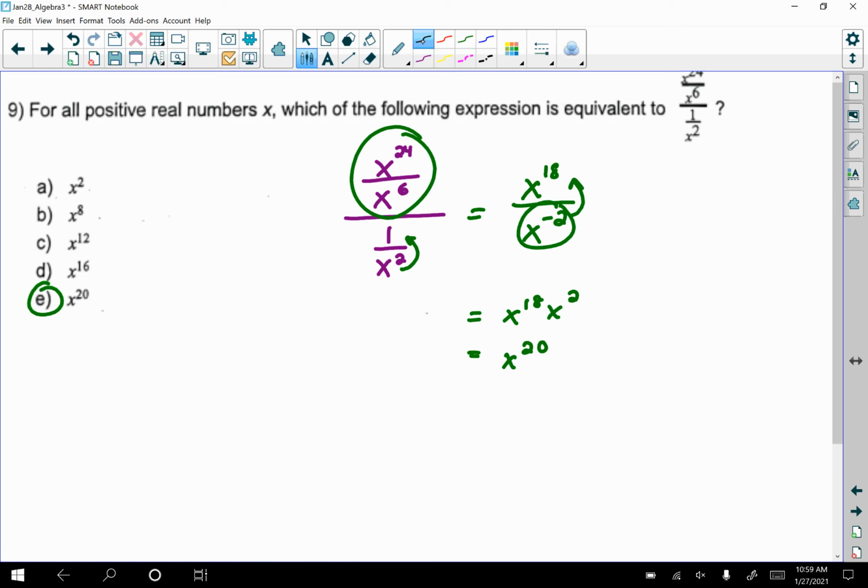Another way to look at this is, again, if I have x to the 18th over 1 over x squared, I can multiply this by x squared, I can multiply this by x squared. So now this is gone in the bottom, and we're still back to x to the 20th.